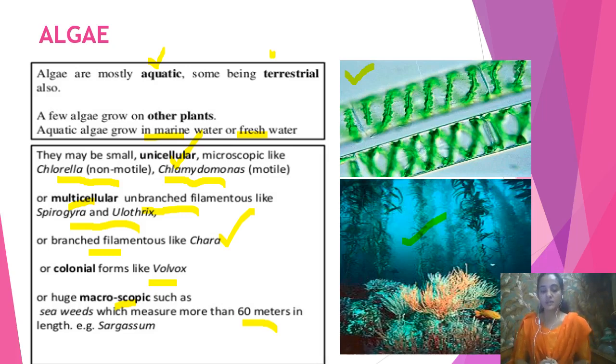Okay. So these are the general characteristics that we have discussed. Algae can be unicellular, it can be multicellular, it can be motile, it can be non-motile, it can be branched, it can be unbranched, it can be present in the form of a colony, it can be microscopic, and it can be macroscopic. Okay. So these are the different forms of the algae.